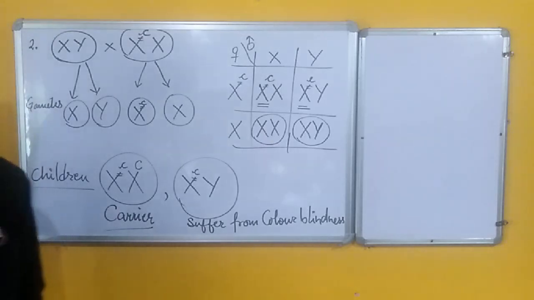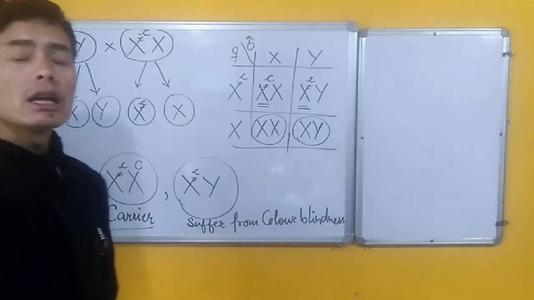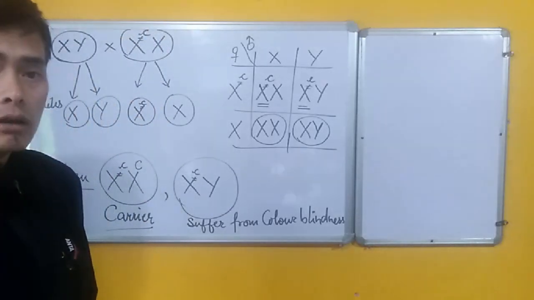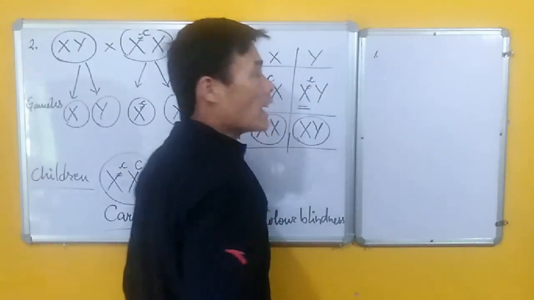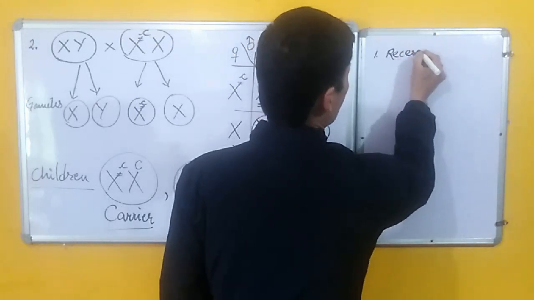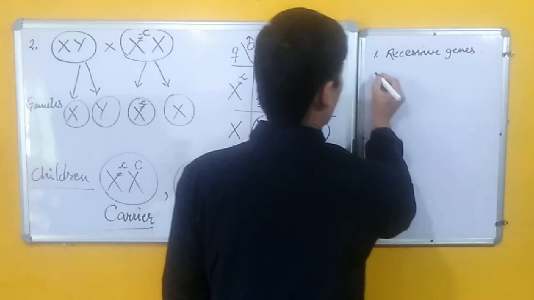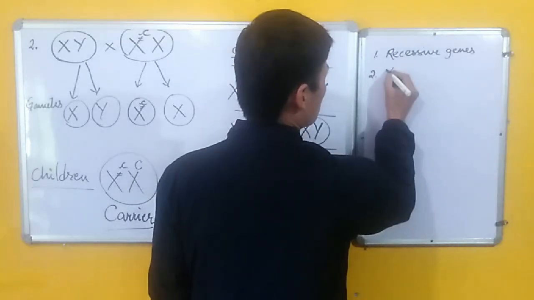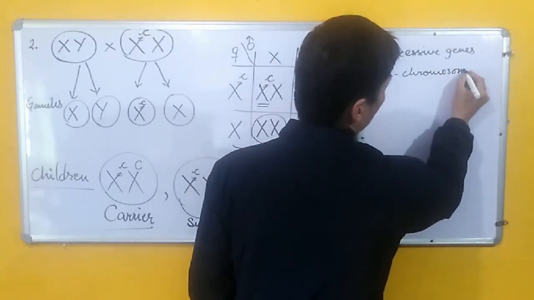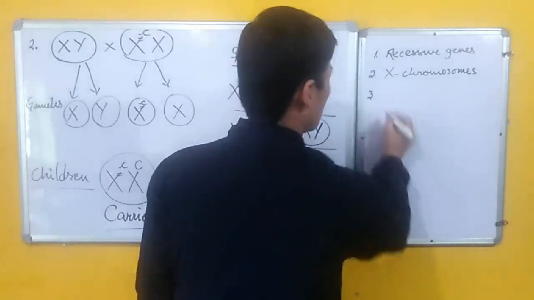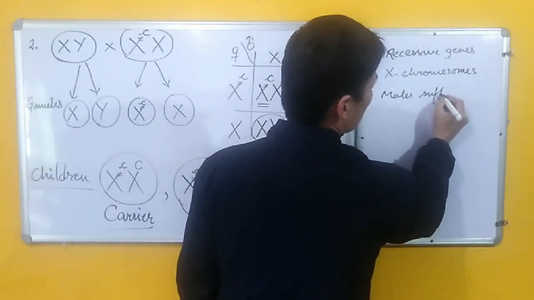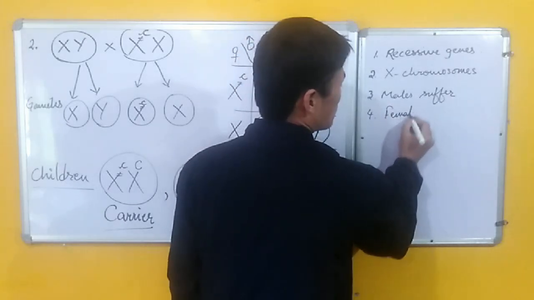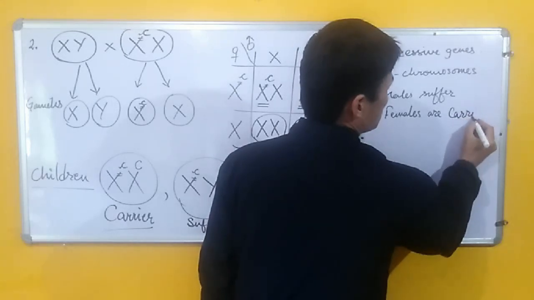So from both the examples that we have studied till now, that is hemophilia as well as color blindness, we come to a common conclusion. And the conclusions are very simple. Number 1, the sex-linked inherited diseases are caused due to recessive genes. Next, the recessive genes are present on the X chromosome. Number 3, the males suffer, whereas number 4, the females are carrier of the disease.